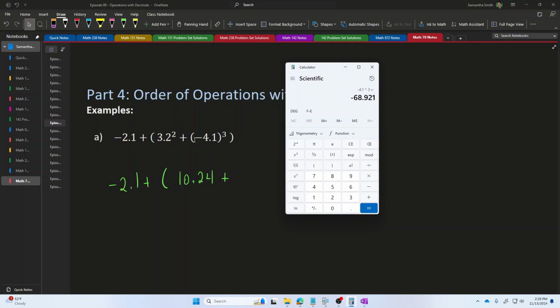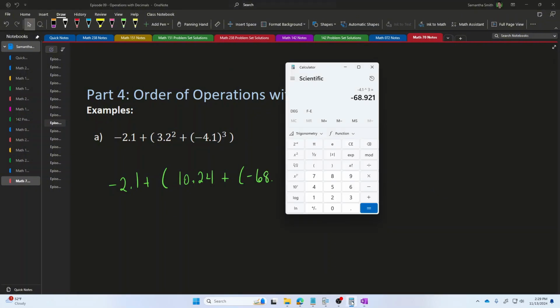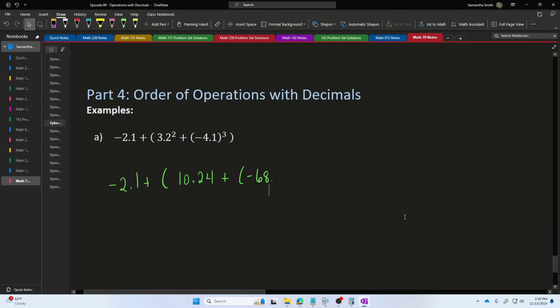And let's check, make sure this makes sense. I have taken a negative number and I've raised it to an odd power. So this would be negative times negative times negative. This would be an odd number of minus signs. So I should definitely get a negative result from this calculation. Negative 68.921.